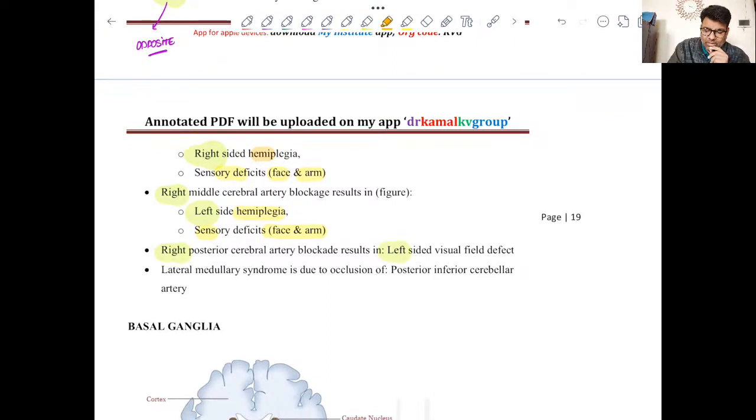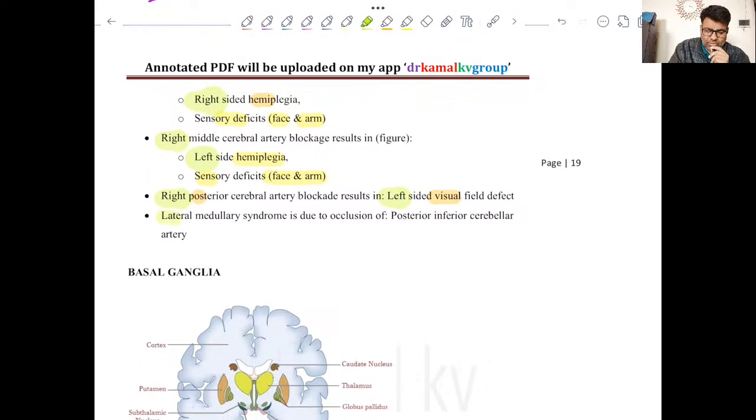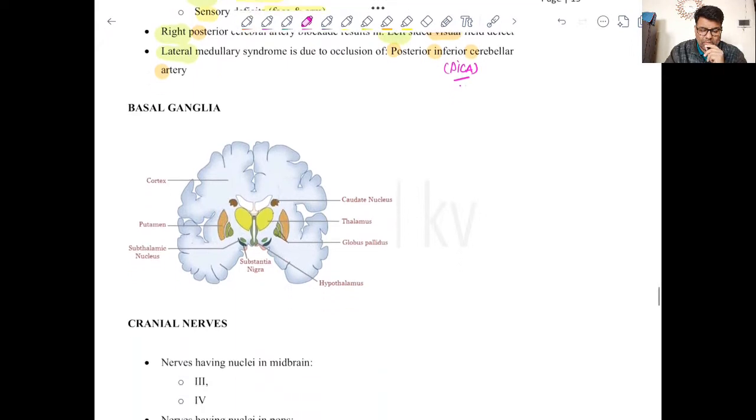Posterior cerebral artery, that is all visual loss, very easy to identify. Then lateral medullary syndrome, this is because of occlusion of posterior inferior cerebellar artery, and this is written as PICA, PICA. Then moving forward to basal ganglion.